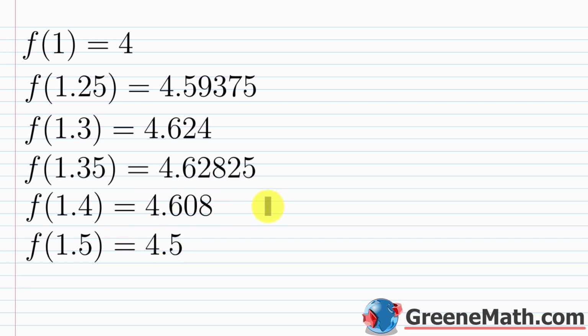So what does that tell me? That tells me that this guy right here, which gives me the largest y value, so in other words, 1.35, 4.62825, out of what I looked at, that's a good place to turn. It's not going to be exact, but it's a good place to turn because you're looking for where this guy's going to go from increasing to decreasing. Look at your y values. You have 4, then you go to 4.59375, then you go to 4.624, then you go to 4.62825, and then you start dropping off. So you go to 4.608, 4.5. So I don't know exactly where this happens, but I can just say that this 1.35, 4.62825, that's a good place to turn.